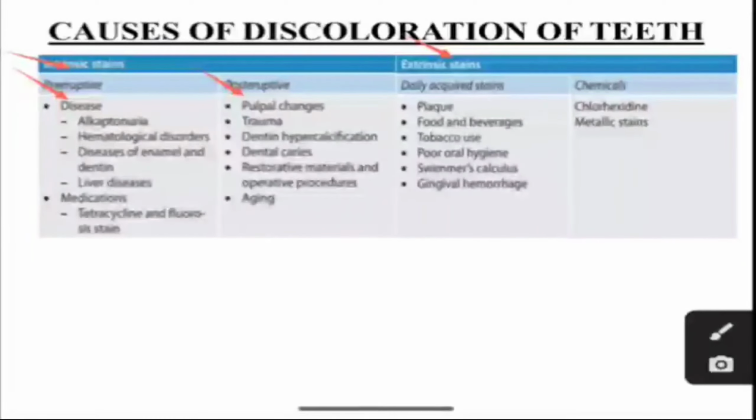In case of extrinsic staining, it is due to daily acquired stains and also due to chemicals. In case of daily acquired stains, due to plaque, food and beverages, tobacco use, poor oral hygiene, etc. And chemicals like chlorhexidine and metallic stains.